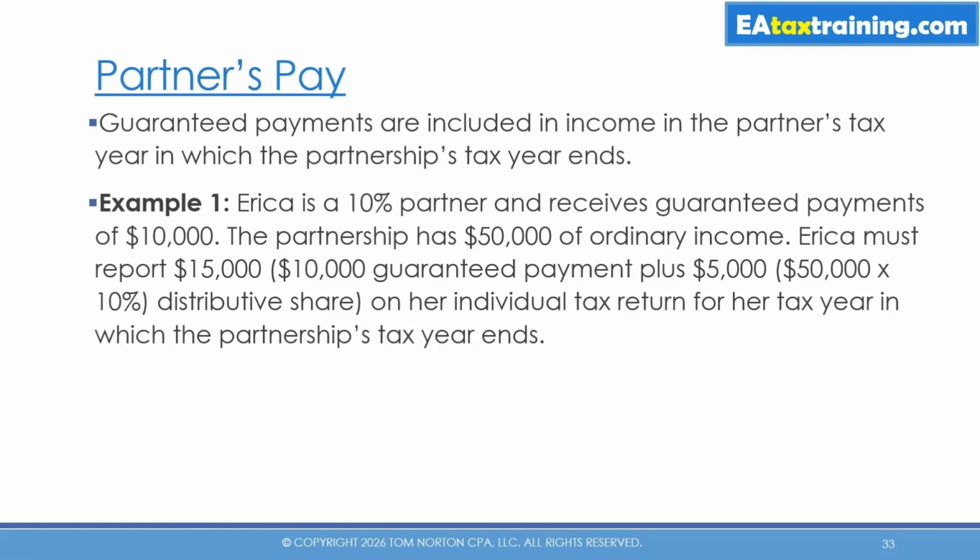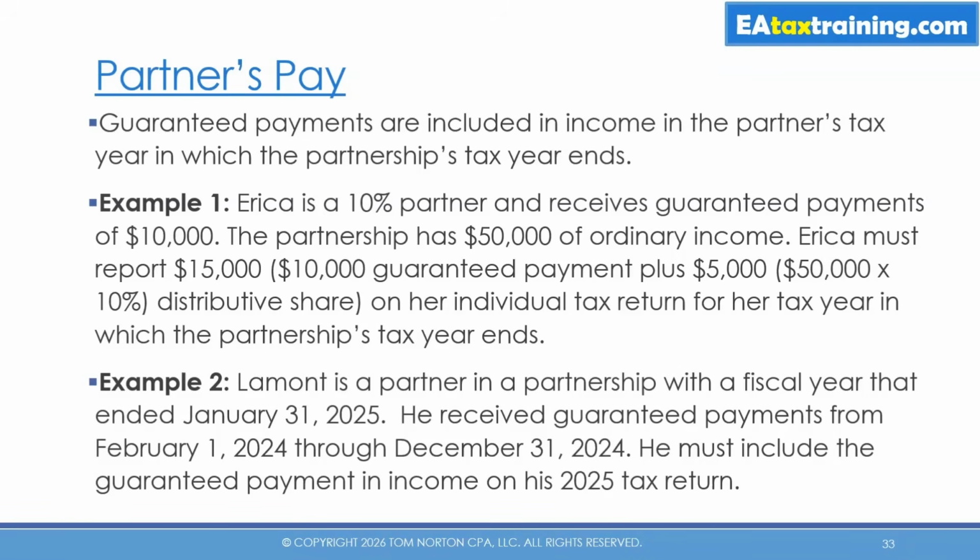year ends. So if it's a calendar year, it's easy. Her tax year and the partnership's tax year end on the same date. So if it's 2025, she's going to report it on her 2025 tax return. Let's look at another example.